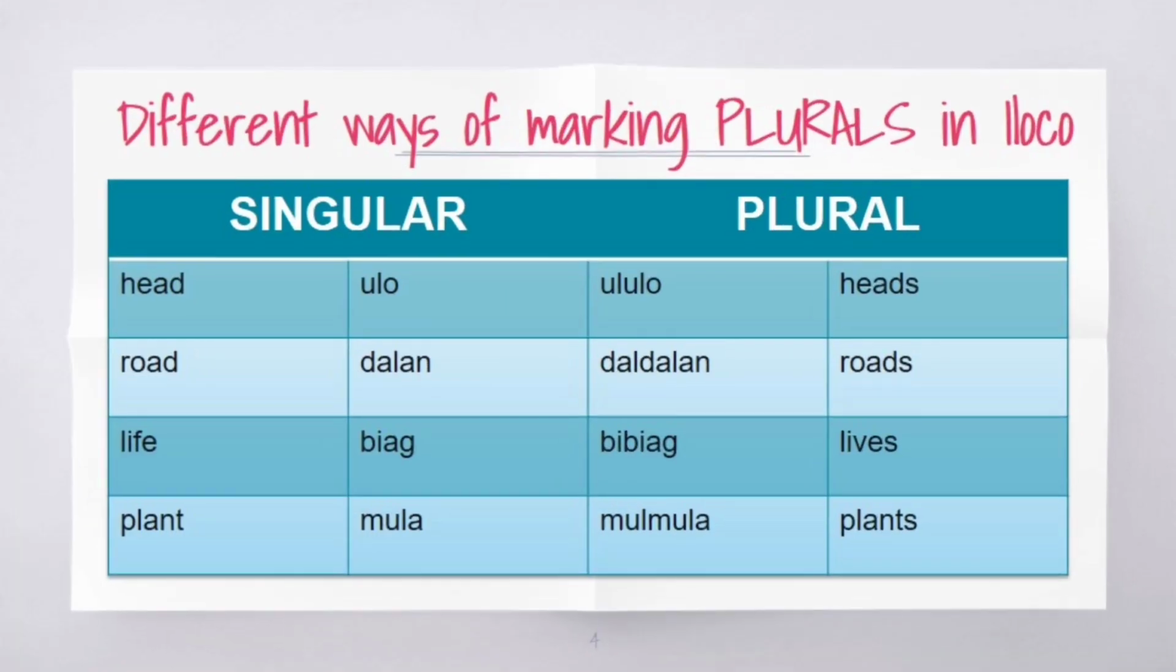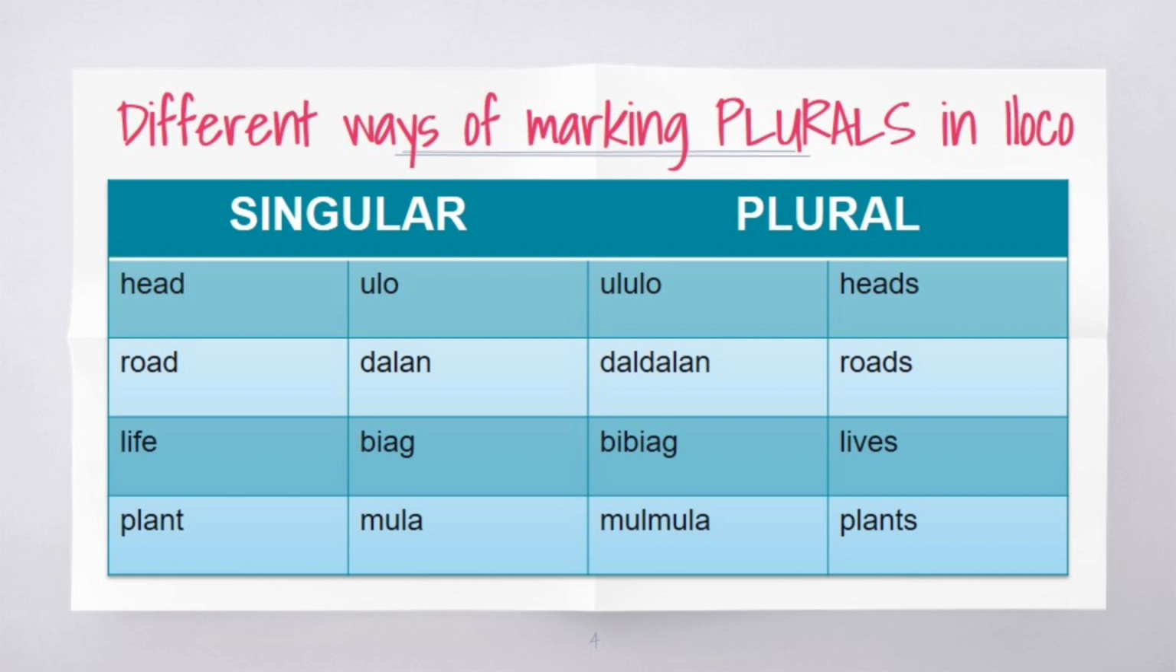Morphology in the Ilocano language. How do we mark plurals in the Ilocano language, a dialect in the Philippines? In Iloco, the singular form of head is ulo, and its plural form heads is ululo. The singular form of road is dalan, and the plural form of roads is daldalan. The singular form of life is biag, and the plural form lives is bibiyag. The singular form mula is plant, and the plural form plants is mulmula.